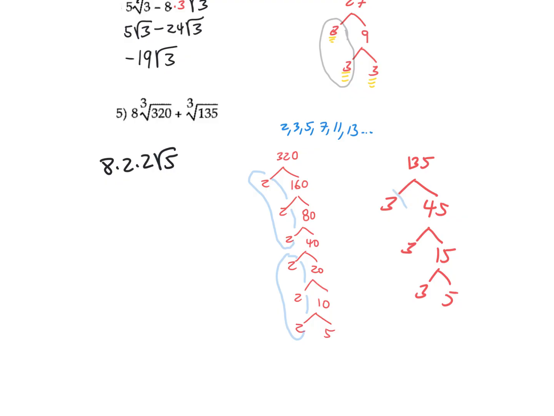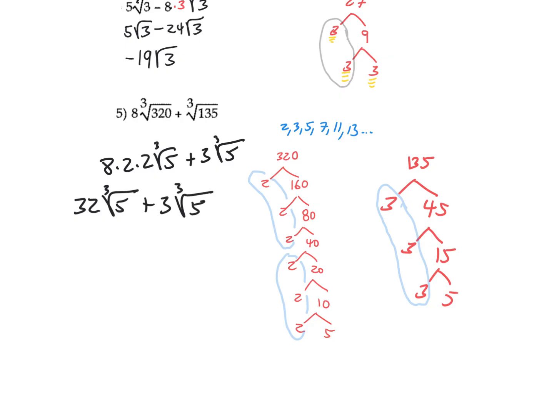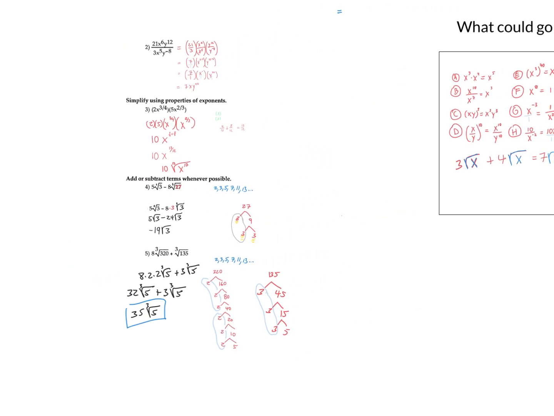Then we can circle the groups of 3. And as you know, this means one of these gets out. We're left with this one. So then we would have 3 and then cube root of 5. Now, by the way, I should have put a 3 here. Okay, let's simplify further. What is 8 times 2 times 2? Well, that is 32. Cube root of 5 plus 3 cube root of 5. Due to the previously mentioned principle, that will be 35 times the cube root of 5. So that's that. Cool.